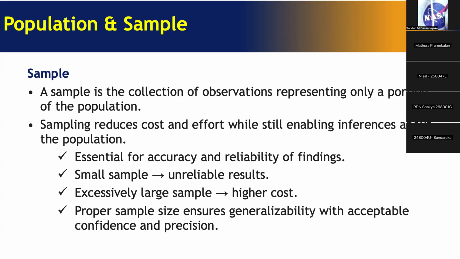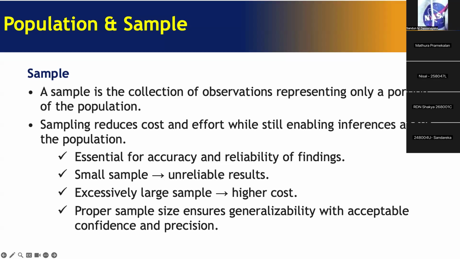So we do it in the sampling frame. So it's essential for accuracy and reliability of findings. Small sample, unreliable results. Excessively large sample will be very high cost. So if you are rich enough, you can access all these data points, all these elements in the population, then you can go for a large sample, which Facebook, Instagram, and all these places can do, because it has all members of the society in their samples. So it's very high cost.